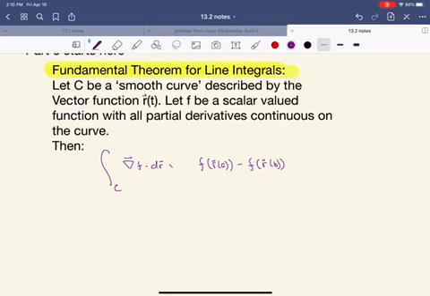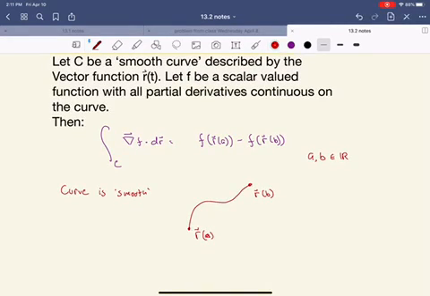Okay, so what we have here really is this curve. It starts here at some point r of a, and it ends here at some point r of b. A and b, we just consider them to be regular real numbers. The curve is smooth. I haven't defined what that is, and I'm not really going to. We'll just say that all the necessary derivatives that we need exist and are continuous.